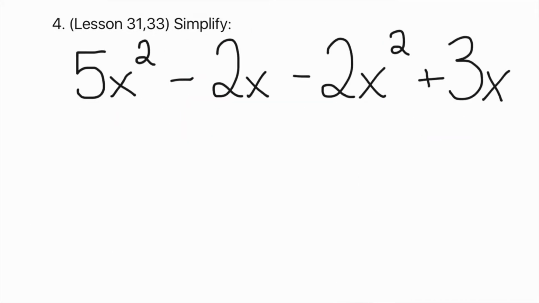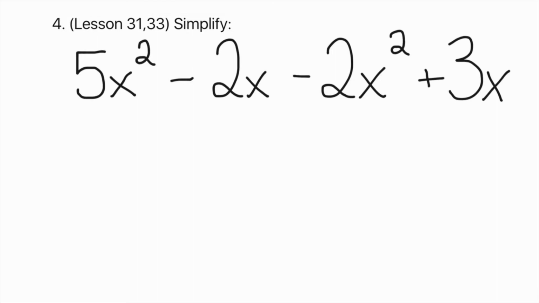Number 4 from lesson 31 and 33, and they just want us to simplify. So we have 5x squared minus 2x squared plus 3x. So first thing I notice is there are some subtraction signs. So I want to get rid of those. I would rather have addition than subtraction.